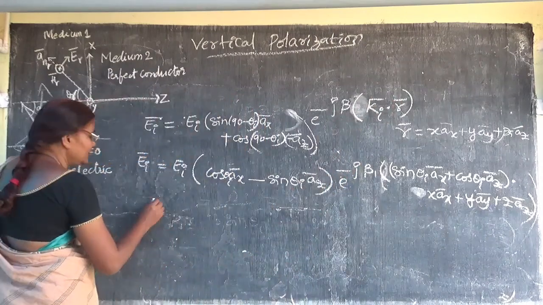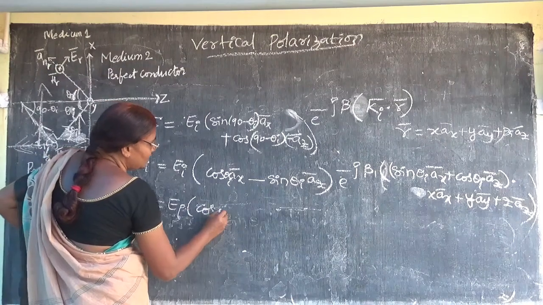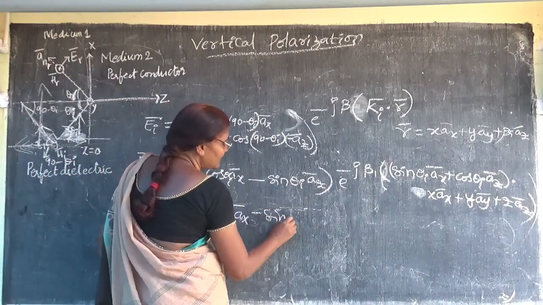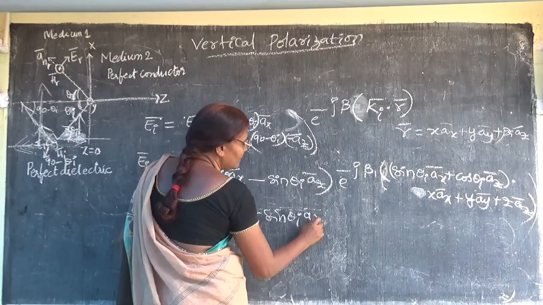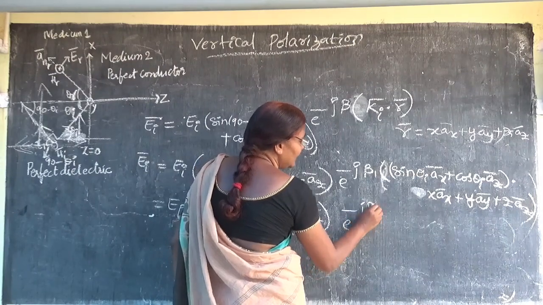So now what happens? Ei into cos theta i ax bar minus sin theta i az bar into e to the power of minus j beta 1.